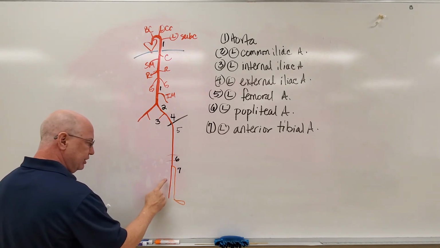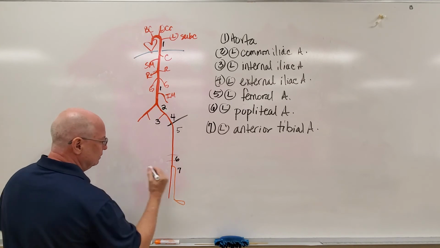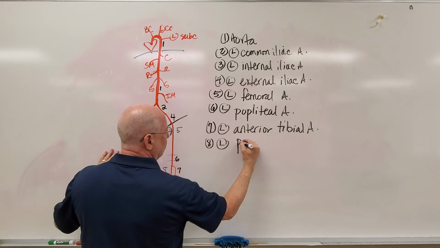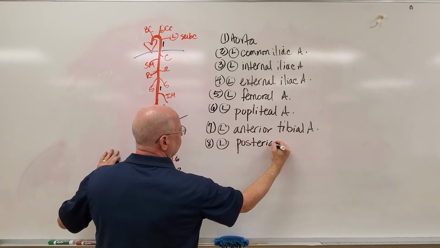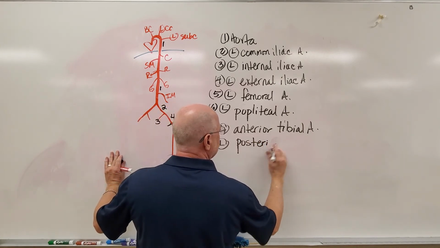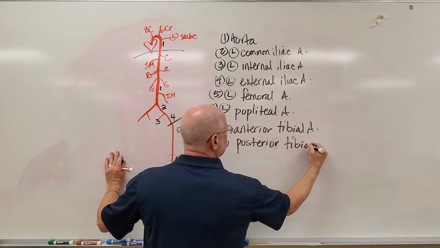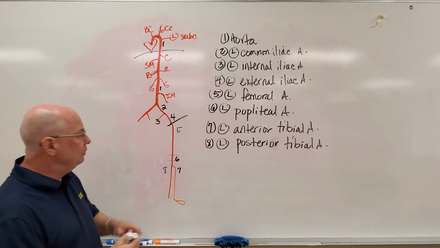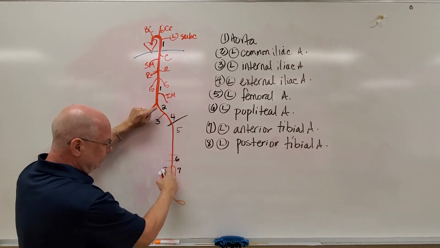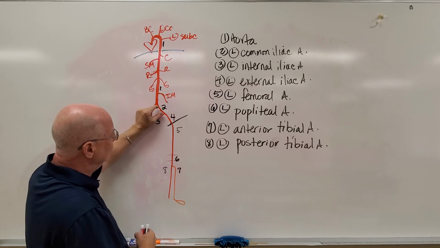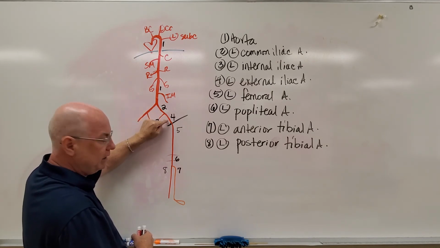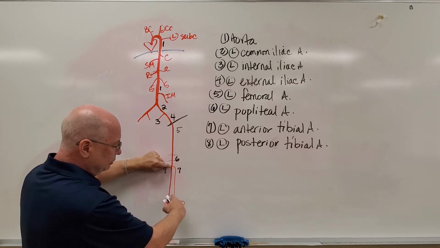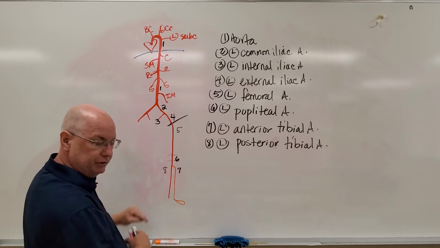And this branch here is going to be called the posterior tibial artery. One runs in front, and one runs behind the tibia. And again, if you look carefully, this is one long continuous vessel, but it keeps changing names. Common iliac, internal and external iliac, femoral, popliteal, and after the anterior tibial comes off, this becomes the posterior tibial.